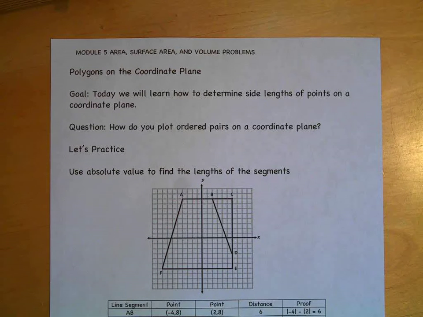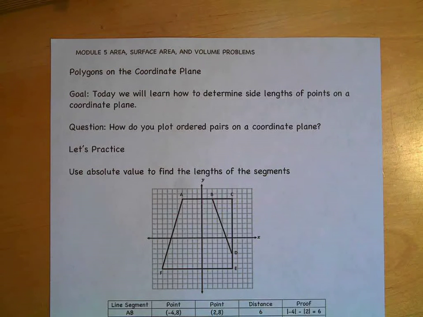Hello, math students. Welcome back to our module called Area, Surface Area, and Volume Problems. This is lesson 2, and it is called Polygons on the Coordinate Plane. The goal for today is we will learn how to determine side lengths of points on a coordinate plane.